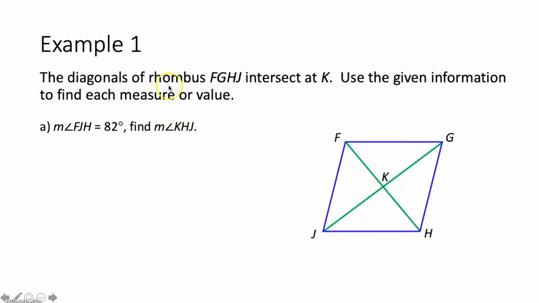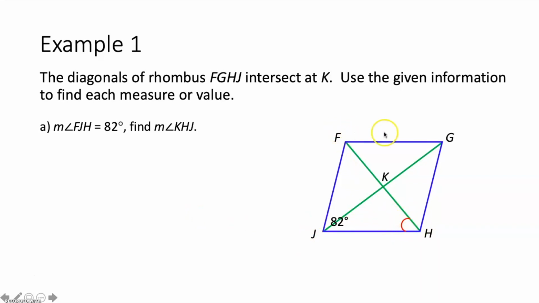Now example 1 says the diagonals of rhombus FGHJ intersect at K. Use the given information to find each measure or value. So we're given the measure of angle FJH, so angle FJH would be this angle right here, that's 82 degrees. And we want to find the measure of angle KHJ, so angle KHJ would be this angle right here. So we need to set up an equation. How do we figure out what this angle is right here?